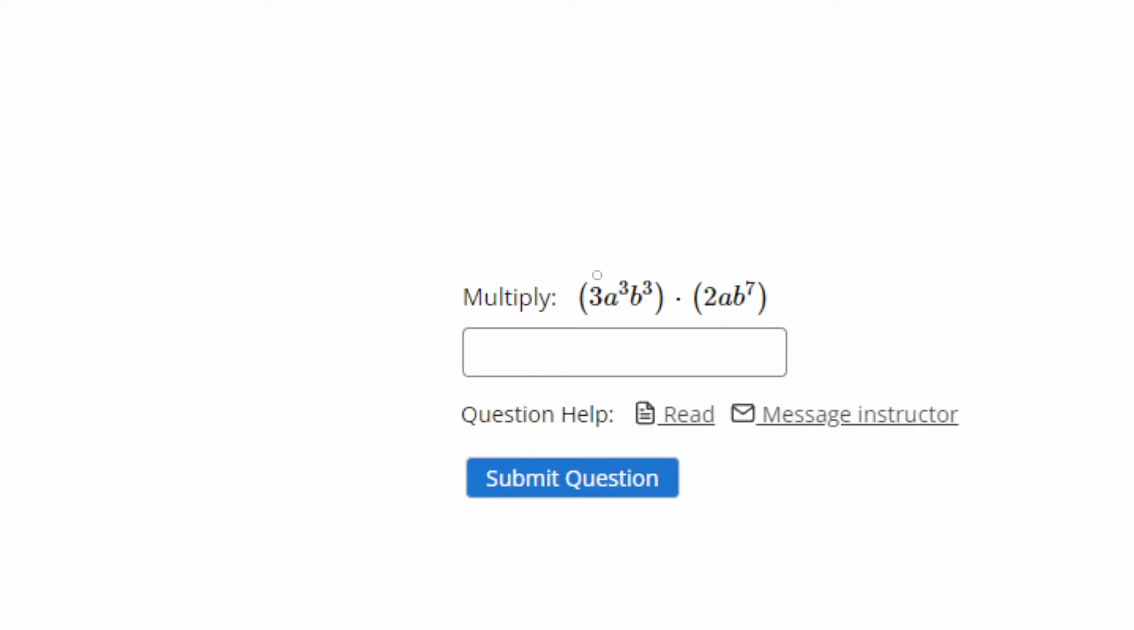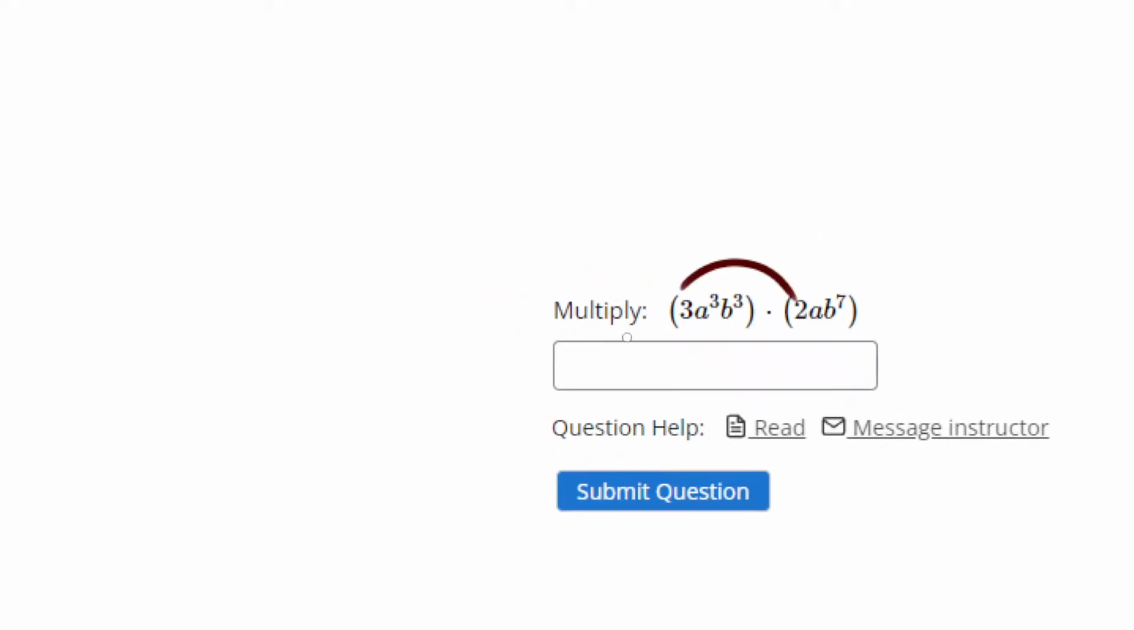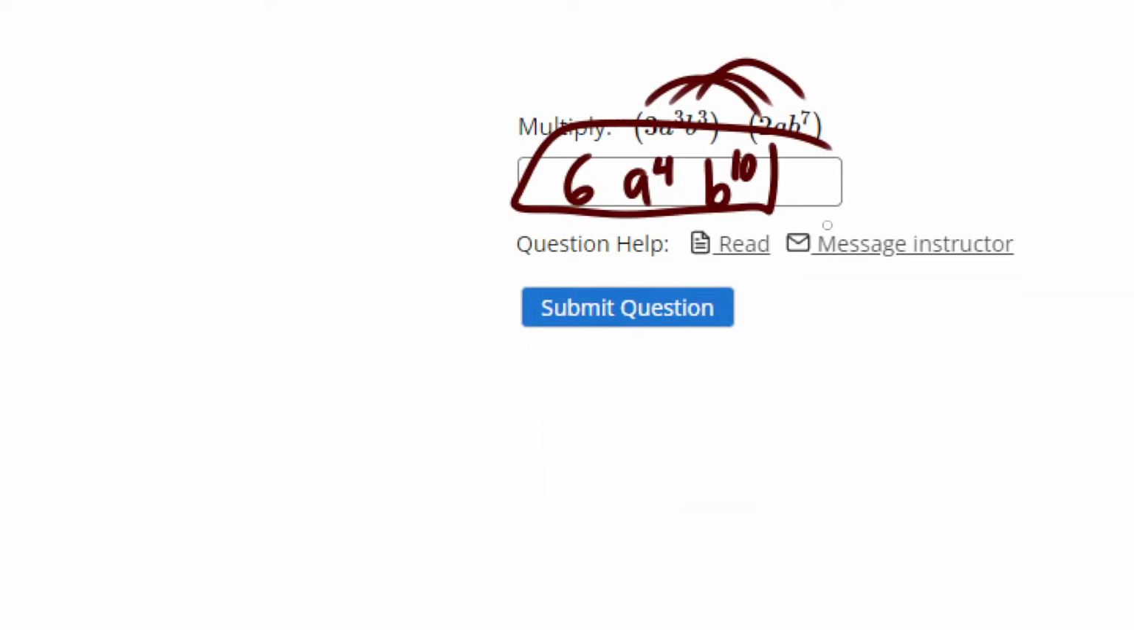Next, we're going to multiply again. I just wanted to do some more examples of this. We have 3 times 2, which is 6. We have a cubed times a, which is a to the 4th. And then we have b cubed times b to the 7th, which is going to be b to the 10th. That would be your answer.